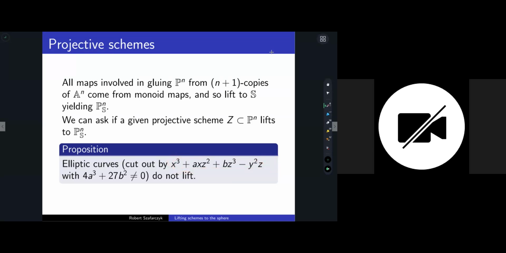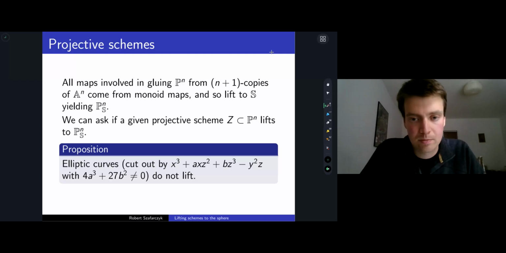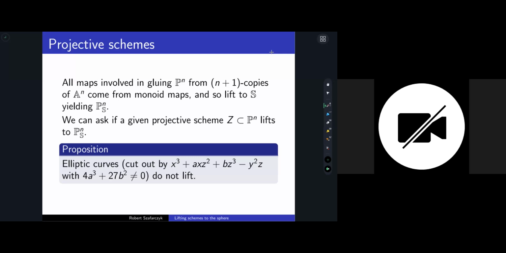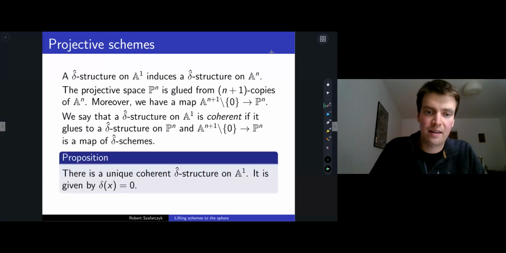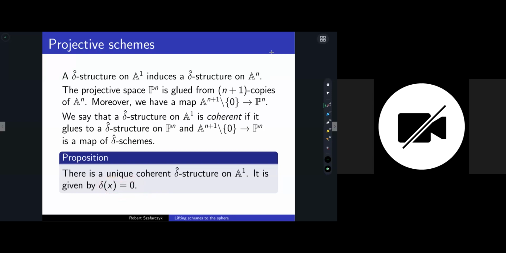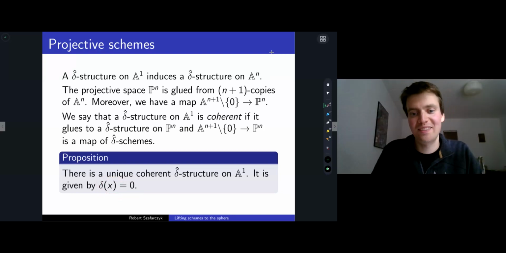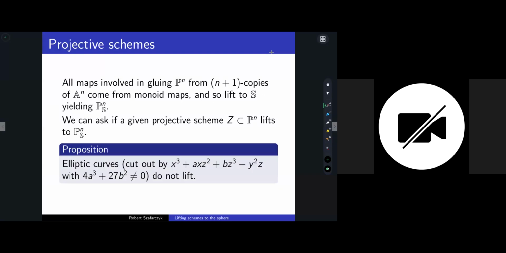May I ask a question? Yes? So here, when you say P^N, you mean P^N where you consider the delta-hat structure given by the zero delta-hat structures on A^N, right? Yes. Okay, but you don't claim that there are no other delta-hat structures, right? Yes. So my claim is that this structure given by 0 is the only reasonable one.